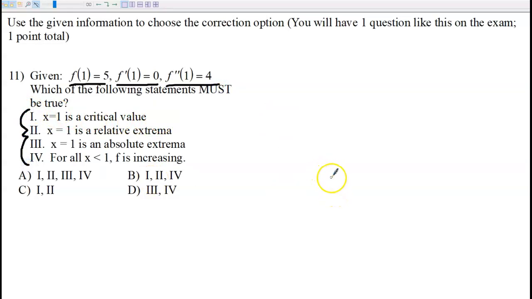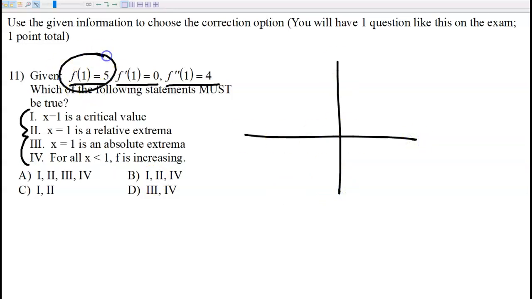Okay. So I would just say turn it into a graph. This first one is a point, over 1 up 5. So I've got a point right there. That tells me my slope. So my slope at x equals 1 is 0. So I know that there's a horizontal tangent line there.